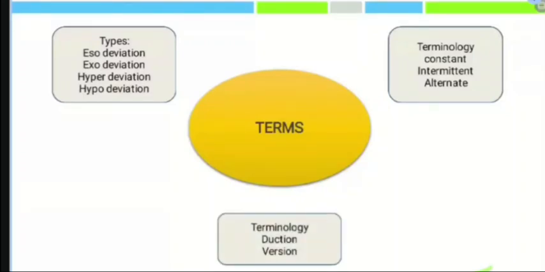And then terminologies like duction and version. Duction and version are a pretty confusing topic where people easily get confused. Duction is an extraocular motility test, and version is also an extraocular motility test. But the only difference between these two is that duction we do monocularly, while version we do binocularly.